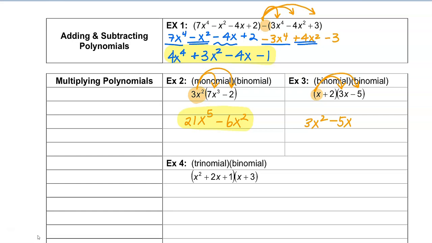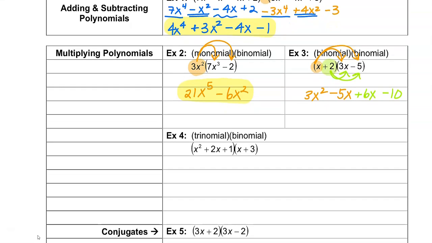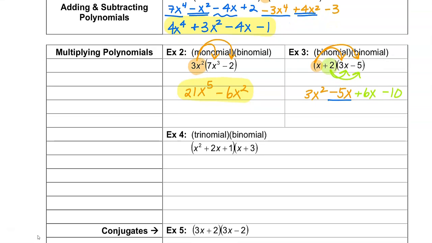Are we okay with that? Then I'm going to take the plus 2 and I'm going to distribute that through. So plus 2 times 3x is plus 6x, plus 2 times minus 5 is minus 10. Then I'm going to combine the minus 5x and the plus 6x, and so you get 3x squared, minus 5 plus 6, that's plus x, 1x, minus 10. Do you guys recall all this? Is this all a repeat of what you've done? Okay.